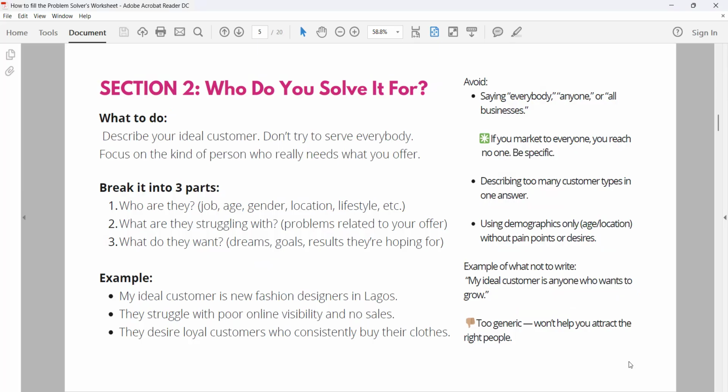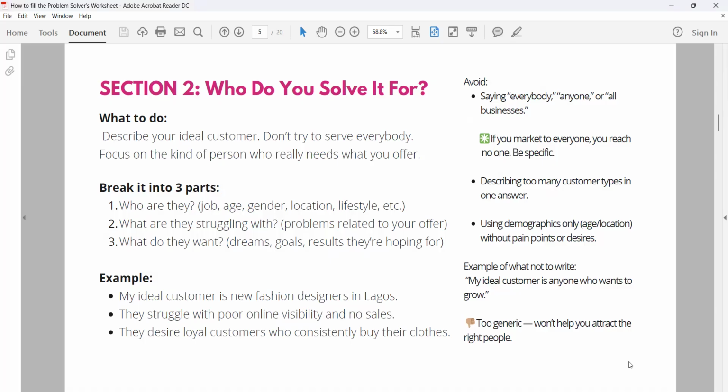For section 2, you are going to answer the question, who do you do it for? So what you're supposed to do is to describe your ideal customer or your ideal client. Don't try to serve everybody. Whatever product or service you have chosen serves a particular type of person or audience. Focus on the kind of person who really needs what you offer.